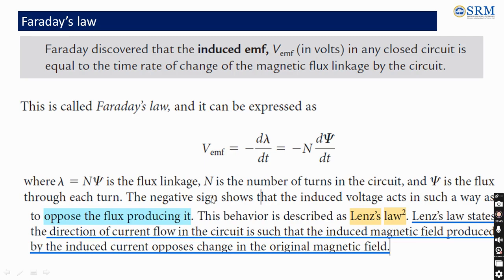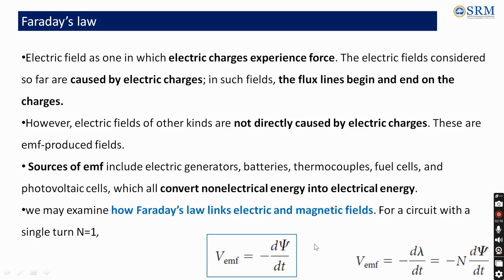So the negative sign, what does it indicate? The induced voltage is going to act in such a way that it opposes the flux that is producing it. The opposing nature is represented by the negative sign. This behavior is called Lenz's law. It states that the direction of current flow in a circuit is such that the magnetic field produced by the induced current opposes the change in the original magnetic field. Okay, this is my Lenz's law.